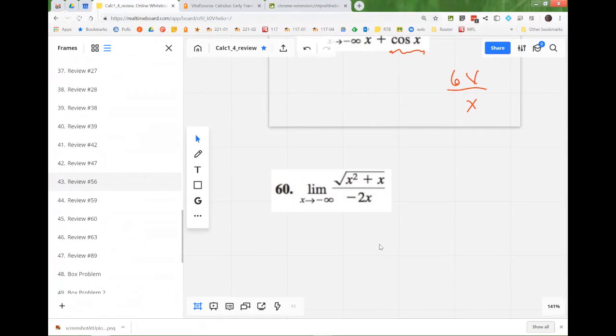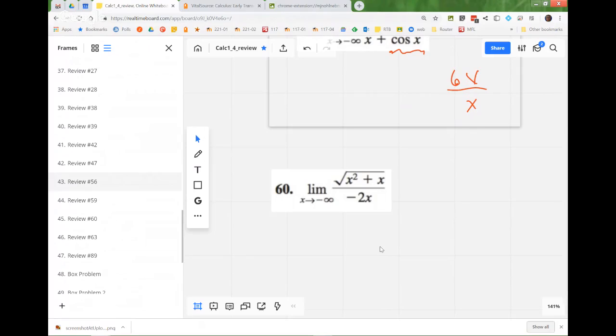So what's going to happen with that? So what's the degree on the top? 1, because the square root of x squared would be x. So 1 degree, first degree on the top, first degree on the bottom. The leading coefficients are 1 and negative 2. So that should go to negative 1/2.